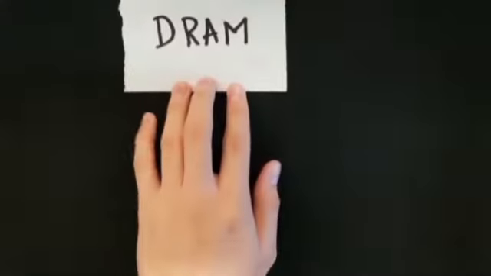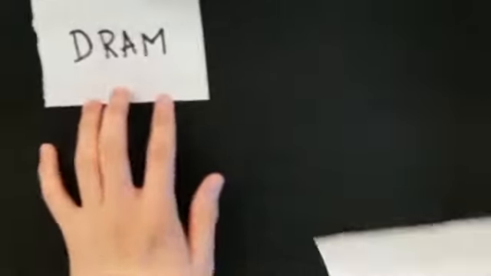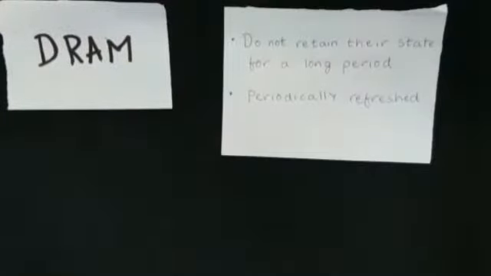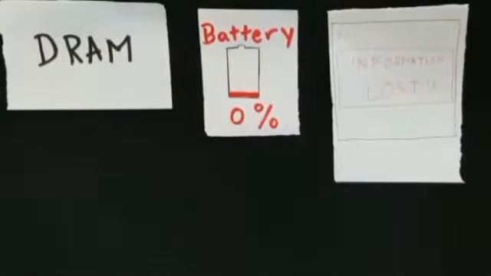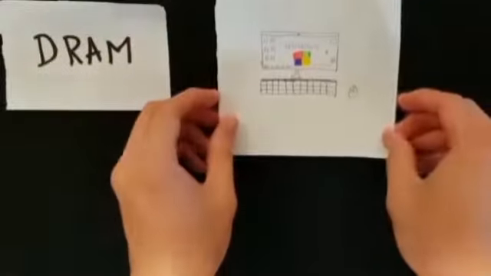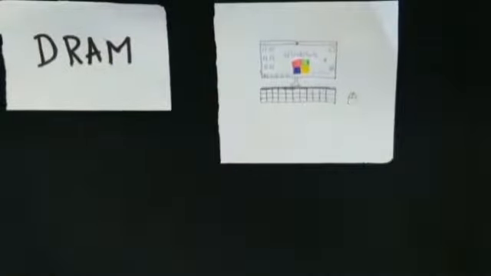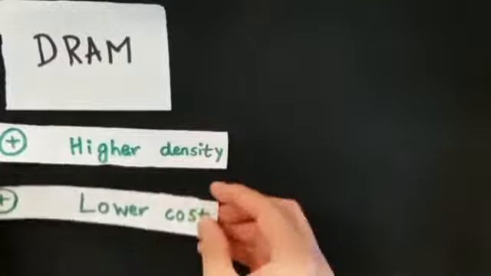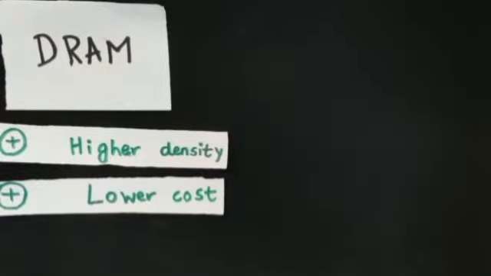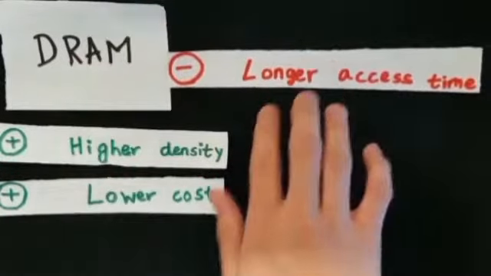So what is dynamic RAM? A dynamic RAM does not retain its state for a long period. Its contents must be periodically refreshed. DRAMs are also volatile memories because their contents are lost when power is interrupted. An example of DRAM being used is in the personal computer's main memory. DRAMs are simpler, offer higher density and low cost, but their drawback is that the access times are longer.